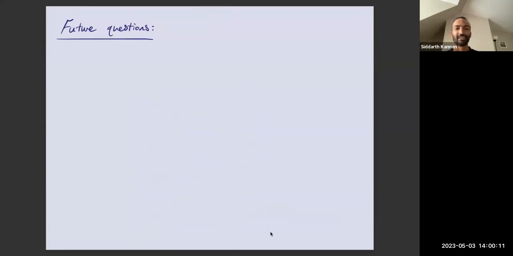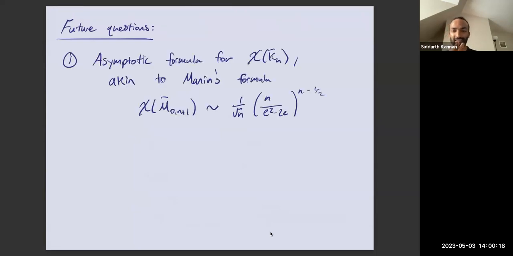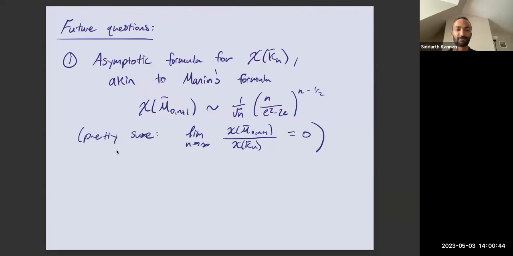So let me conclude by posing some questions for the future. One thing is there's an asymptotic formula for this Euler characteristic. Manin has this formula for the Euler characteristic of M0 n plus 1 bar asymptotically. I would like to see someone work this out for K bar of n, probably someone who's better at generating function analysis than me. One thing I'm pretty sure that I can show is that the quotient goes to 0. So there is more asymptotically in K bar of n. This is basically by using the iterated blowup description. But an actual asymptotic formula would tell us how much more cohomology there is as n goes to infinity.